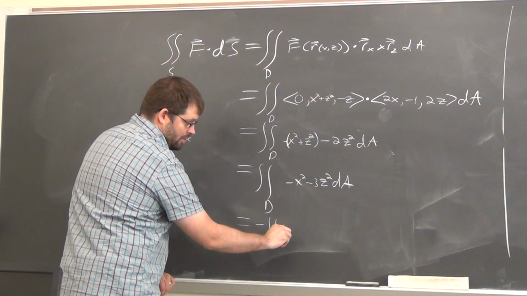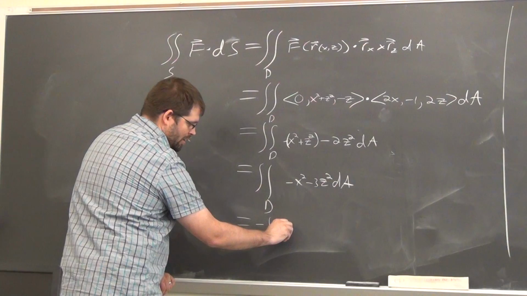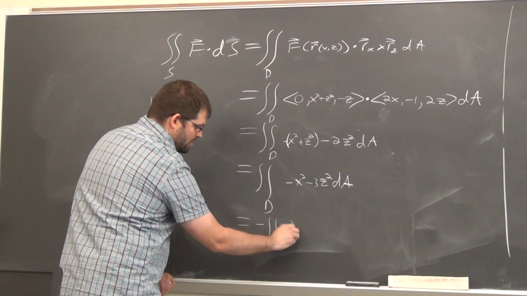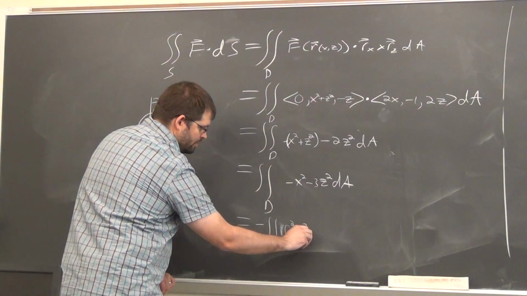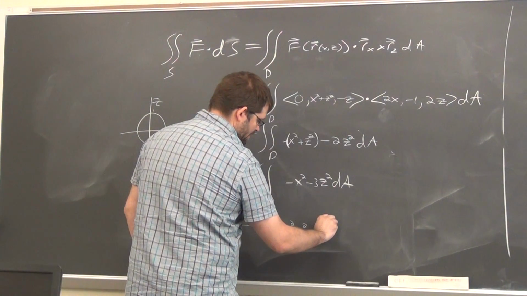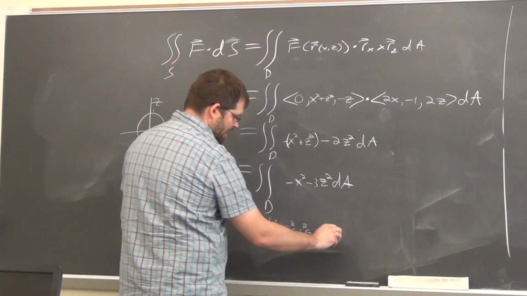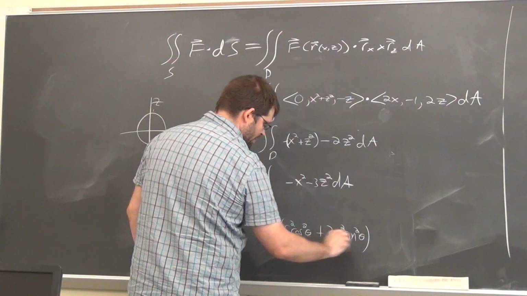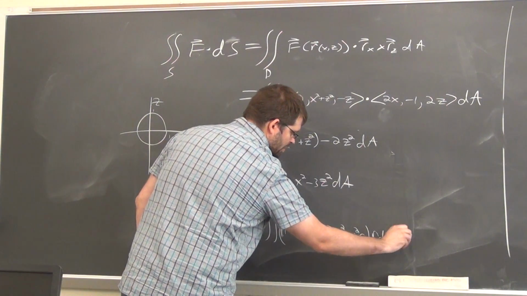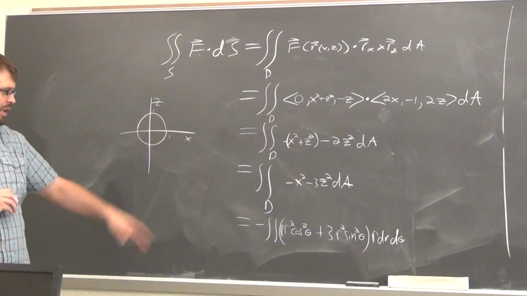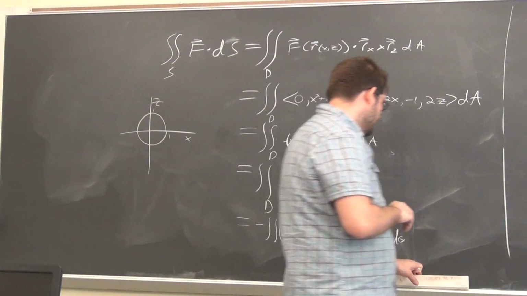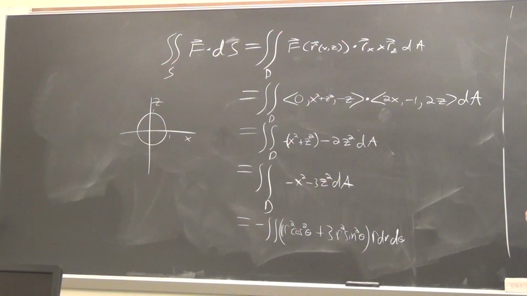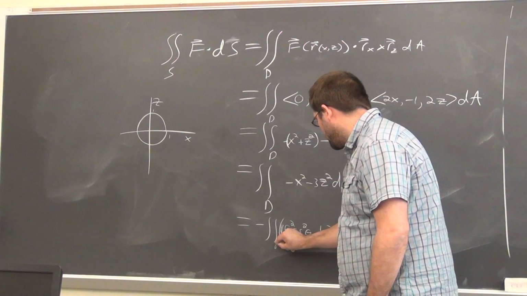Negative, I pulled the negative out. So x is r cosine theta, so r squared cosine squared theta plus, I already pulled out the minus, 3 r squared sine squared theta, and then r dr d theta. Then just go ahead and integrate that. You can clean it up a little bit, I suppose. Oh, and what are the bounds here? 0 to 1 and 0 to 2 pi.